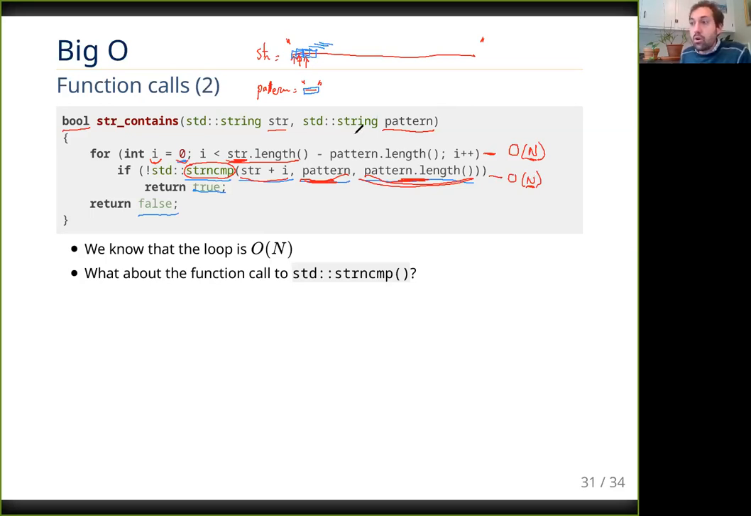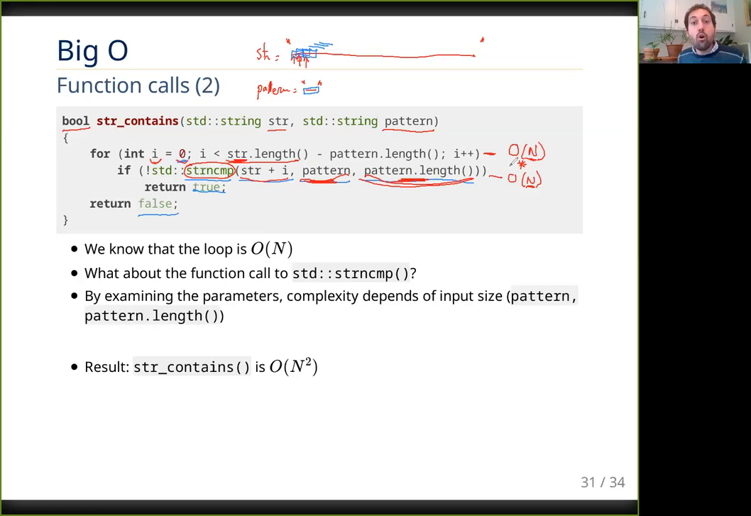And so here, because we're running this thing n times, and inside each iteration, we're also running another function that is O of n, that ends up being a multiplication, which overall means that this function as a whole is O of n squared.